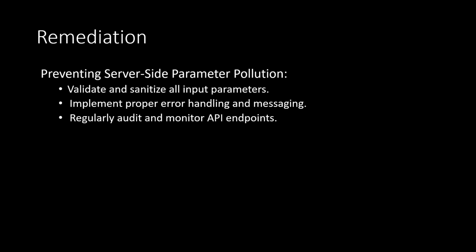To prevent exploitation of server-side parameter pollution, you should validate and sanitize all input parameters. Ensure that only expected parameters are processed by the server. Implement proper error handling and messaging. Avoid exposing internal details through error messages. Regularly audit and monitor API endpoints. Continuously monitor API activity to detect and respond to any suspicious behavior. By implementing these security measures, you can protect your API from being exploited through parameter pollution.